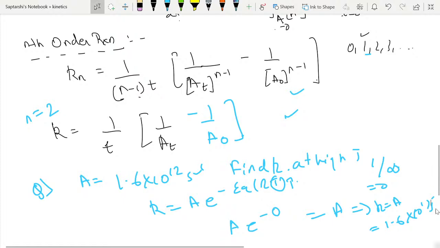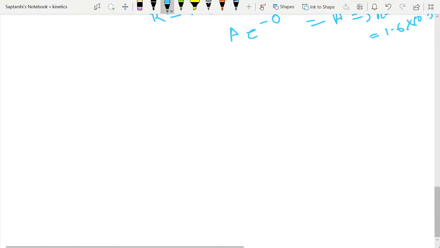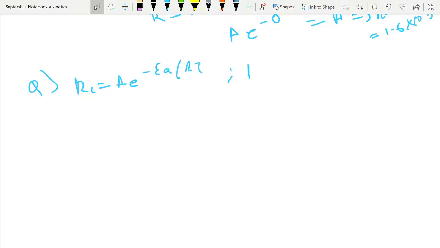Now let us take another question. The question says K1 is equal to A1 e to the power minus E1 by RT, and K2 is equal to A2 e to the power minus E2 by RT.